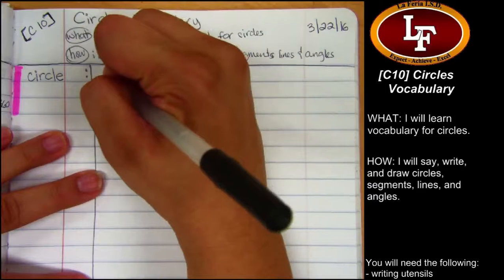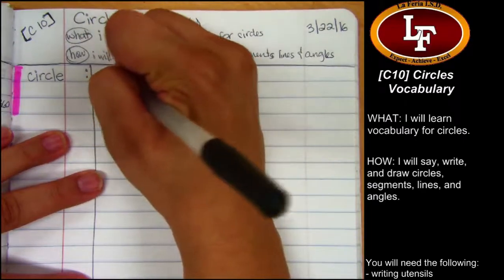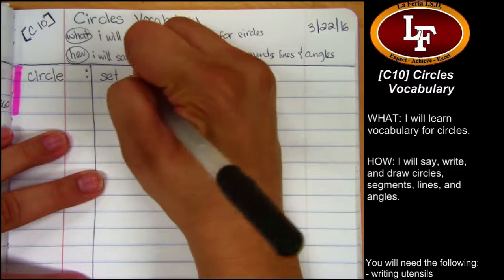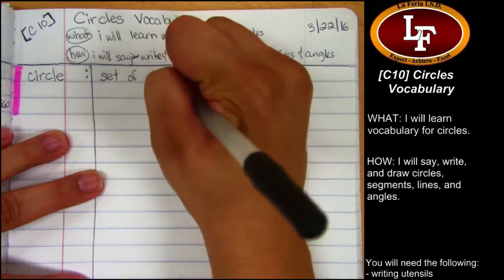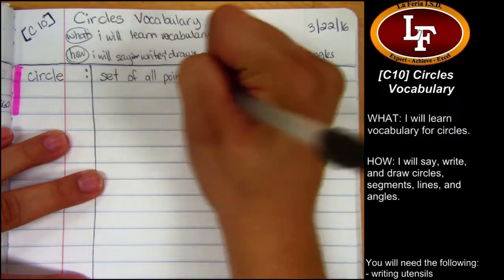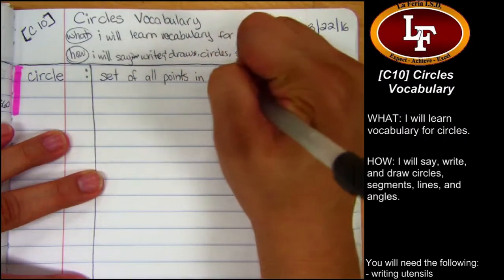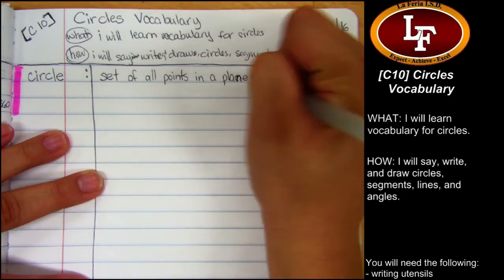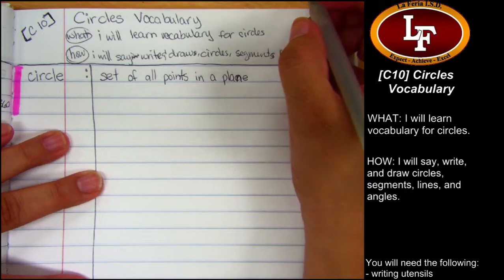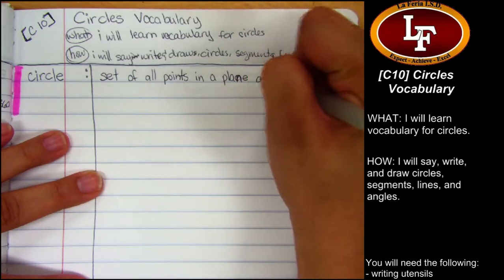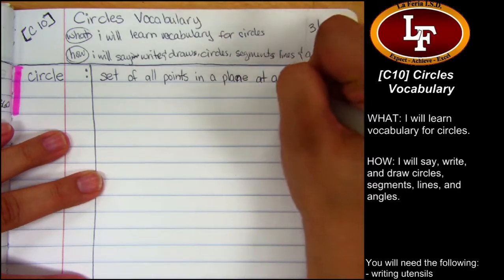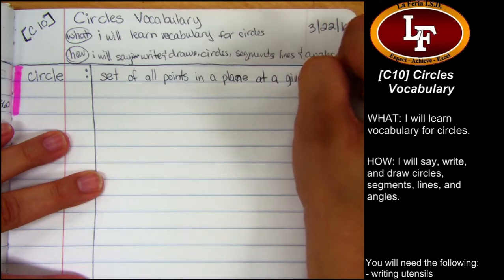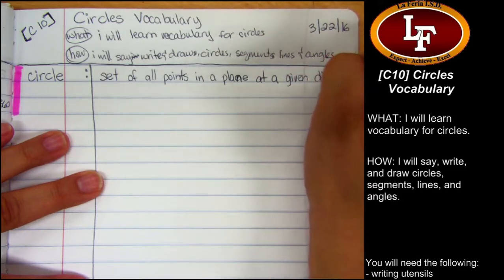So let's find the definition of a circle. We'll define a circle as the set of all points in a plane. So these aren't floating around three-dimensional. This is on a single surface like a sheet of paper or the top of your table. And these points are a set given distance from some other point that's also on the plane.